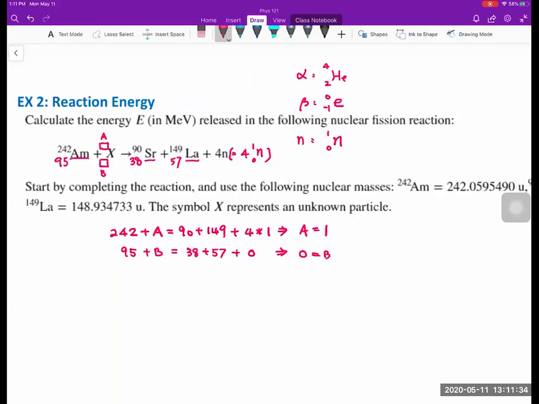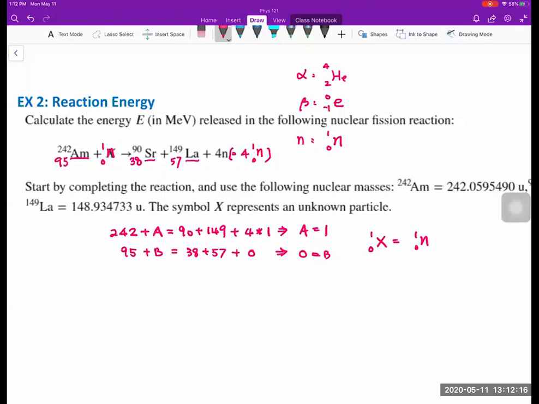Okay, so what does the X represent? That means my X has a 0 here and a 1 here. What is X? Isn't that just the neutron? That is simply a neutron, with 0 and 1. So this one here is the neutron, and I'm going to replace X by the neutron, 0 and 1.